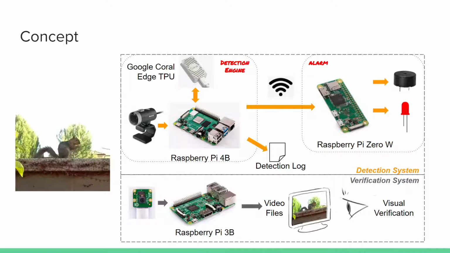visual verification. The detection system consists of a camera, which will be feeding a live video feed into the Raspberry Pi 4B, the main device used to run the detection model, which I will train. Along with that, I also include a Google Coral Edge TPU accelerator to increase the performance of the live stream. So upon detection of a squirrel, the Raspberry Pi 4B will then log that detection and notify the alarm system.